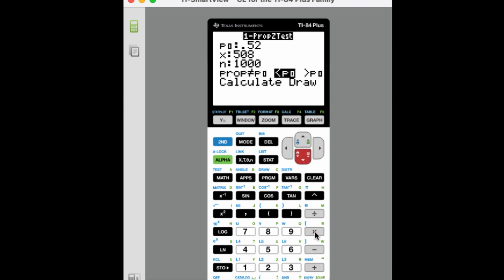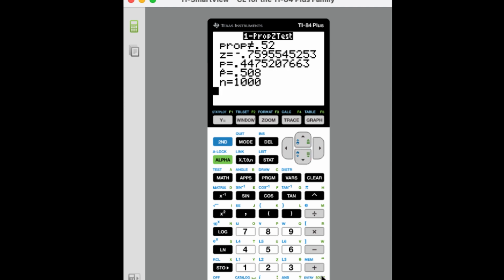What kind of tail test is this? Is this a 2-tail test? So make sure it's on not equal there. Proportion not equal to p-naught. Now you hit calculate. Now the second number, that Z value, that's your test statistic. Approximate that to the nearest hundredth. So what is Z approximately, ladies and gentlemen? Negative 0.76. And then notice the sample proportion is 0.508, just in case.